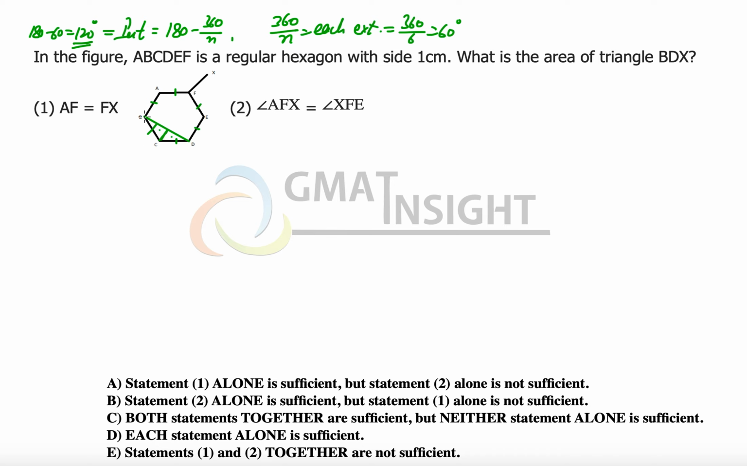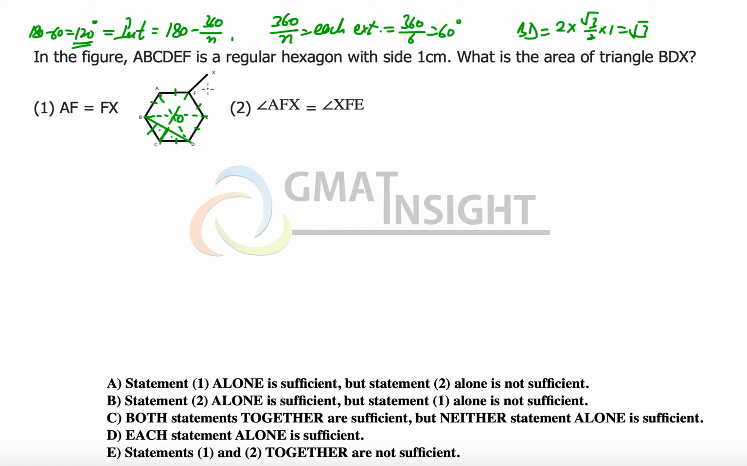At the same time, there are other ways as well: the length of BD will be equal to twice the height of an equilateral triangle, because a regular hexagon can be divided into 6 equilateral triangles if we join all the longest diagonals like this. And this is representing twice the height of 2 equilateral triangles. So we can say that the length of BD is twice of root 3 divided by 2 of 1, that is equal to root 3.